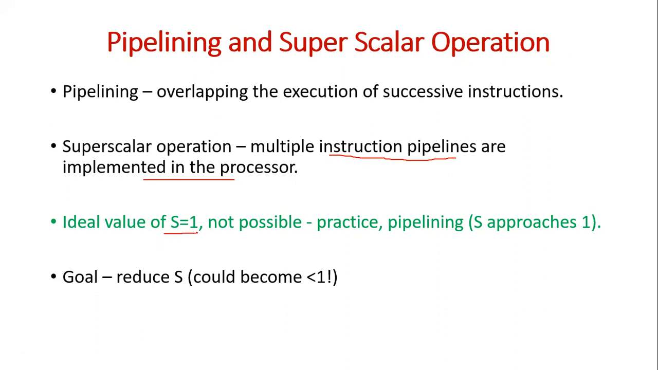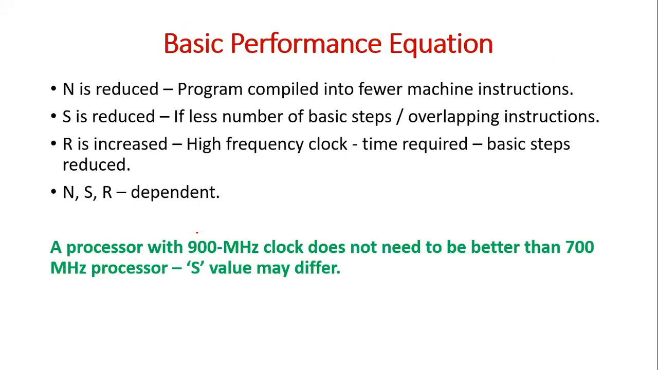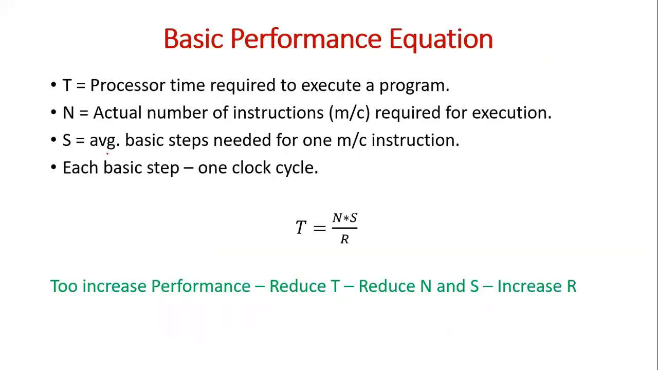The ideal value for S is 1, which means what? Go back to the definition of S. S is the average number of basic steps needed for one machine instruction, where each basic step needs only one clock cycle. So if S is equal to 4 and it is executing serially, each instruction will take 4 clock cycles. The ideal value of S is 1.